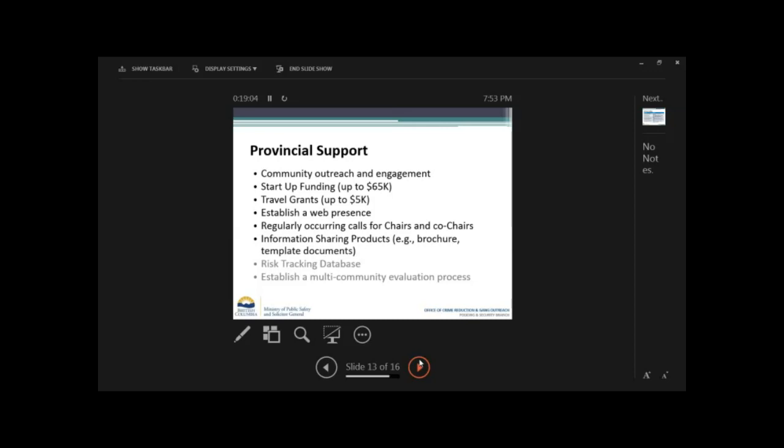So provincial support. This is the general overview of what I'm able to provide. Community outreach and engagement, which was this session as well as the session in August, where we had a bit more stakeholder representation. Any community in the north that would like to implement this model, we give you a grant of $65,000. In the Lower Mainland, we give $50,000.